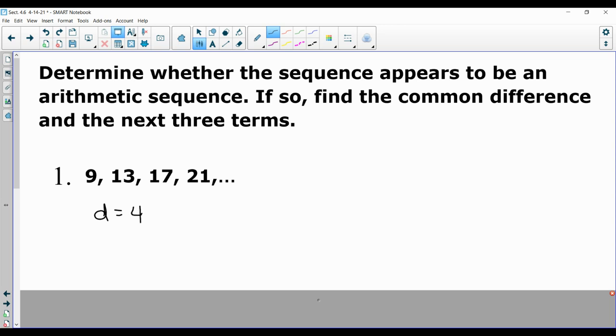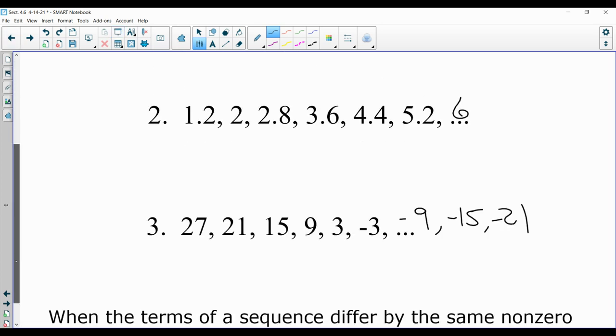Now it says list the next 3 terms. Well, we go up by 4, so I'm just going to put 25, 29, 33. That's all we're doing. For that space right above there, let's make sure we get that filled in.